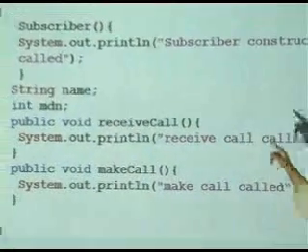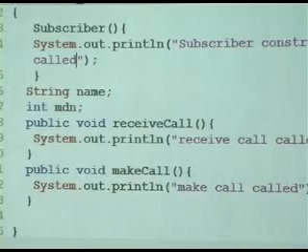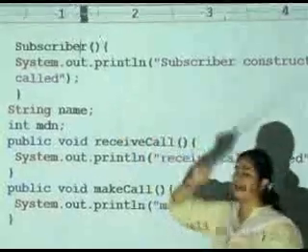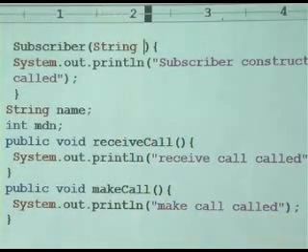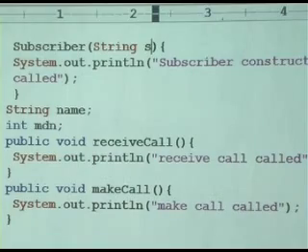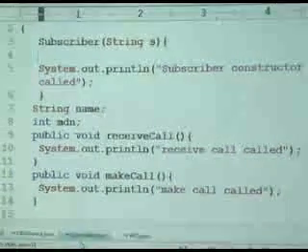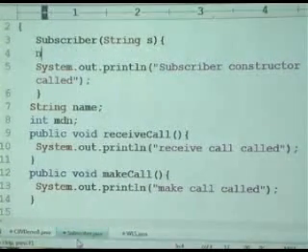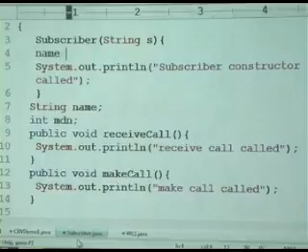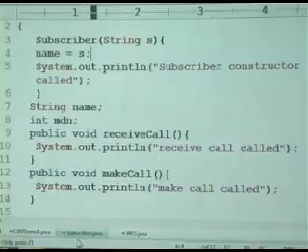Okay, so now we will make some changes over here. Go to Subscriber. Instead of providing a default constructor, I am converting the default constructor of Subscriber to a parameterized constructor, and here I would say String s. Now at the time of creating the object, I am supplying the name to that particular subscriber. So just say name equal to s.